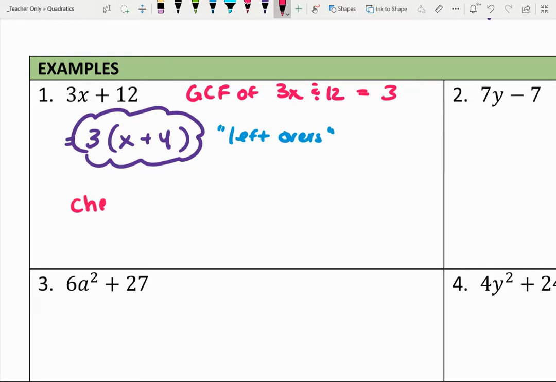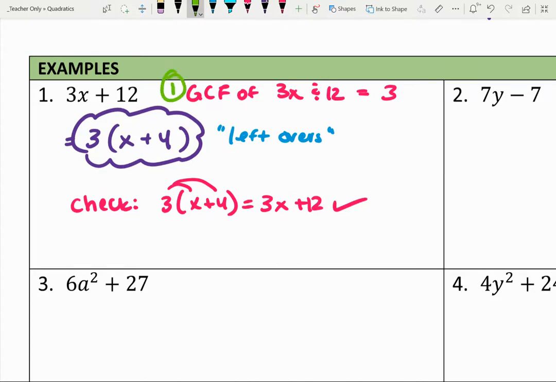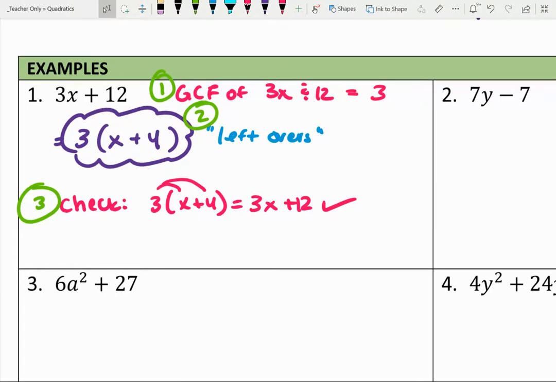Now the great thing about factoring here is that we can always check this by actually multiplying back through, as long as I write it correctly. So if I multiply 3 times x and 3 times 4, I get 3x plus 12, which is what I started with. So really the steps here: the first step is to identify your greatest common factor and then identify your leftovers. And I would say that your third step is to check, did you do it right? If we have the ability to check, we might as well do that. So we're going to do a few more examples.